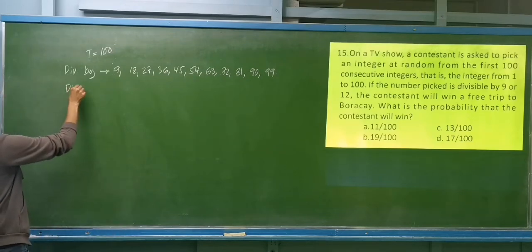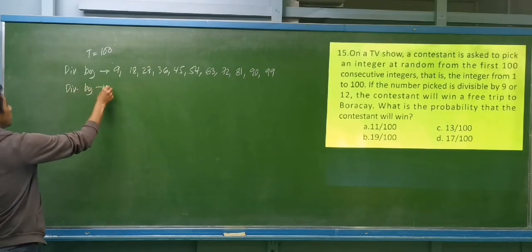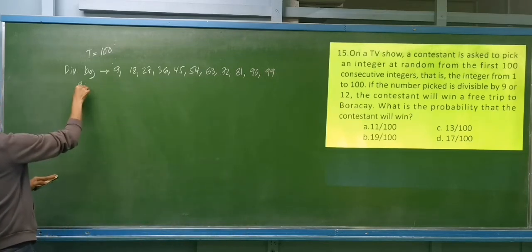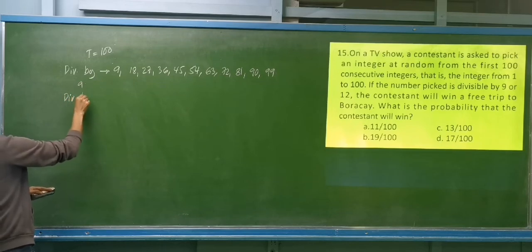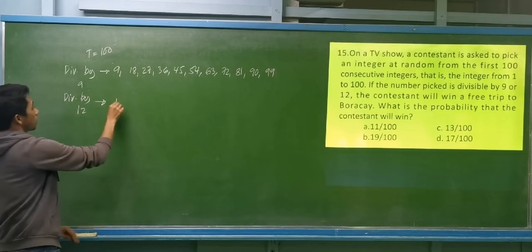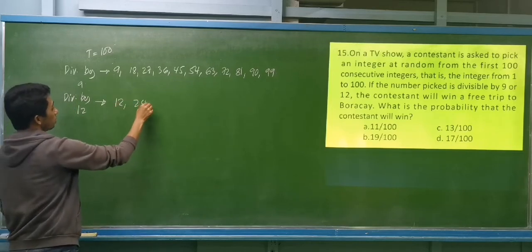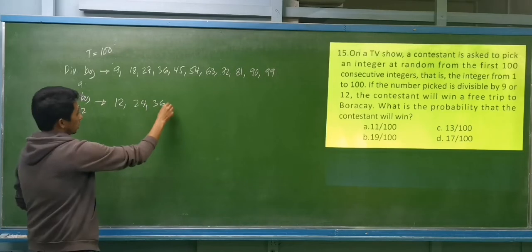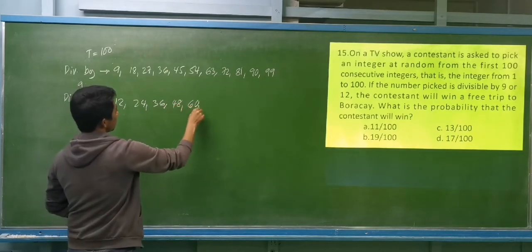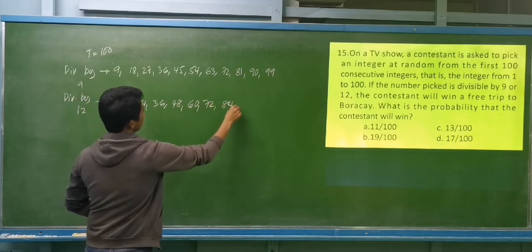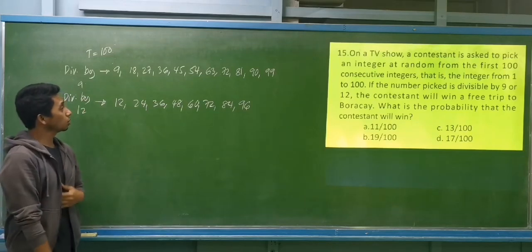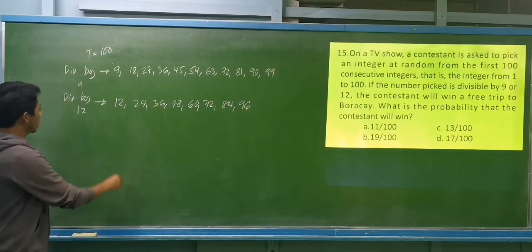Tapos, ano naman yung mga numbers na divisible by 12? So, kanina, divisible by 9. Yung next naman is divisible by 12. So, ano yung mga numbers na yan? That is, we have 12, 24, 36, 48, 60, 72, 84, tapos 96. So, kung bibilangin natin, yun yung magiging desired.